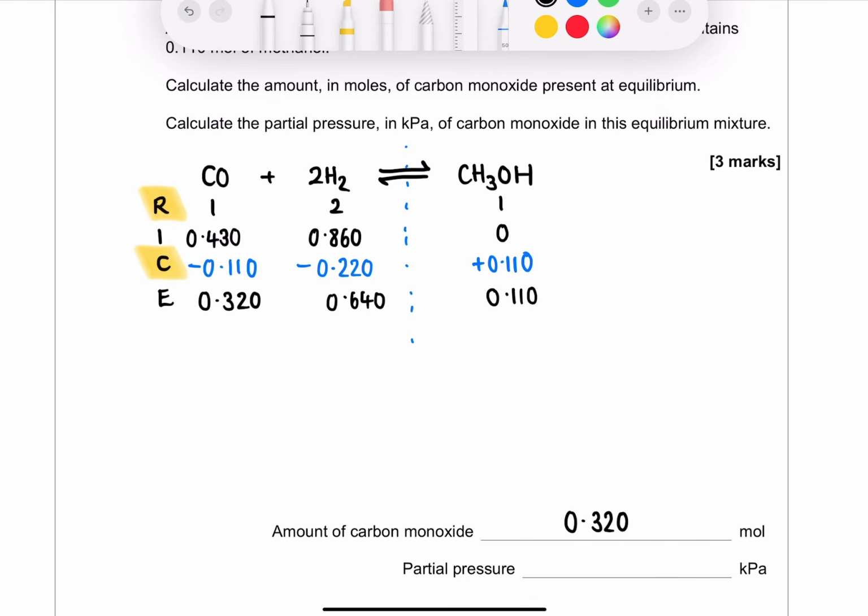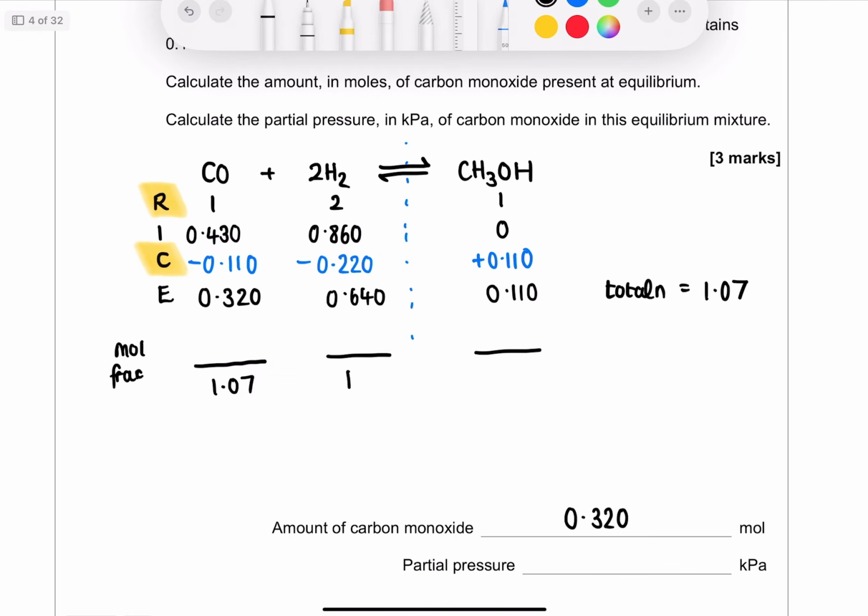Then it says calculate the partial pressure of carbon monoxide. To do the partial pressure, you need to know the mole fractions. Our mole fractions are the moles of each thing divided by our total number of moles. So we need to add up the total moles in this equilibrium. We did need that 0.64 in the end. So we add up the three numbers of moles at equilibrium and get 1.07.